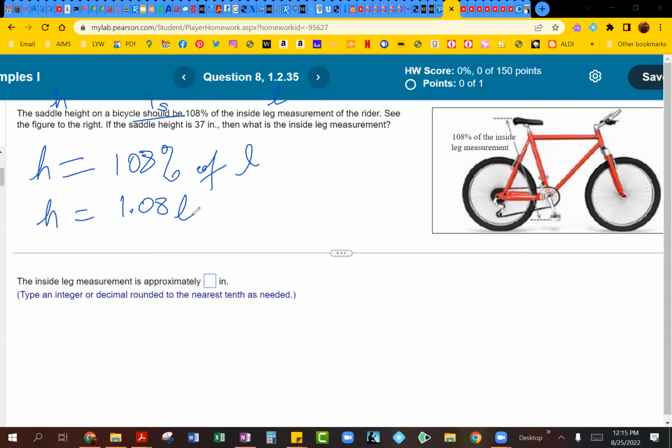Okay, so now with the second part, with the information given, where do we put those numbers in and what are we trying to find? If the saddle height is 37 inches, then what is the inside leg measurement? So for which variable will that 37 inches go? Very nice. Saddle height is 37 inches. So you end up with 37 equals 1.08 times L. So what will you end up getting for L?